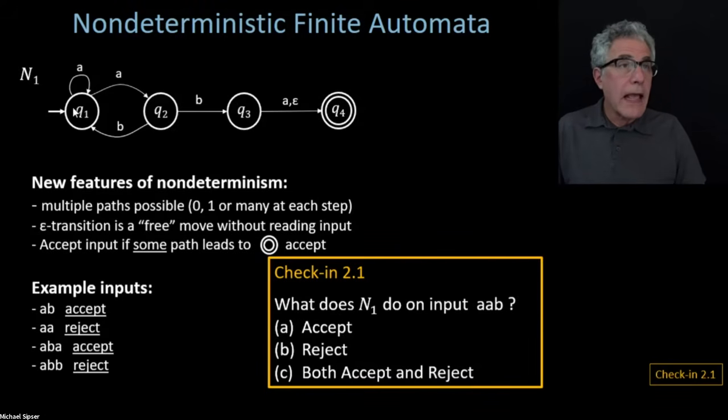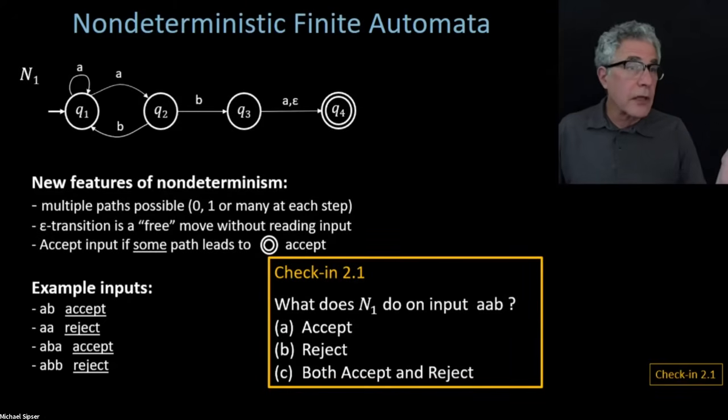If you like, I'll show you the path that corresponds to accepting. You go A, A, B, and then empty string. That sequence of steps is one of the non-deterministic possibilities that the machine can follow, and that shows that the machine does accept the input AAB.